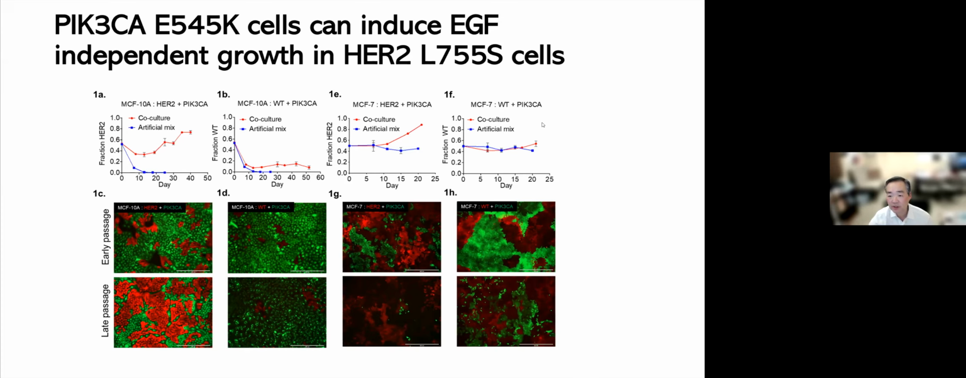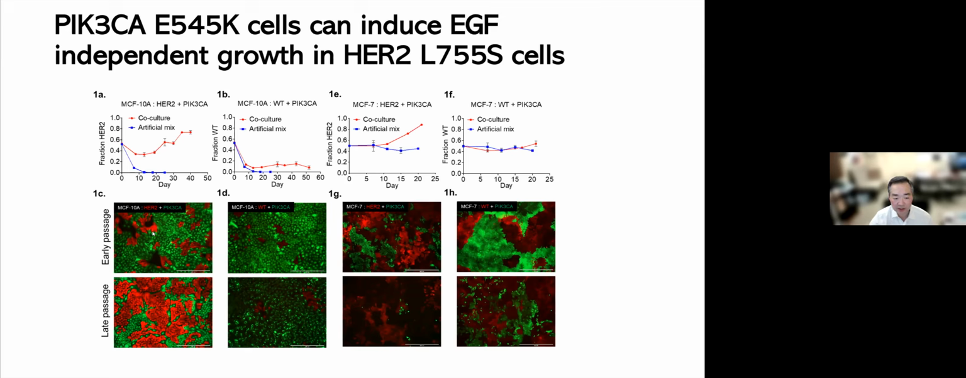And this is also recapitulated in the MCF7. Just want to point out here that, remember, MCF7 as a cancer cell line doesn't require growth factors, but you do see in the system with the co-culture a growth advantage to the HER2 population when you actually do it as a co-culture versus just an artificial mix. And again, if you use wild type HER2 cells, then you don't really see any appreciable difference between co-culture and artificial mix. It's much easier to visualize this down here, and we put early passage and late passage. Early passage is on the top, late passage is on the bottom, and I think you can see a pretty striking difference of what happens when you use HER2 with PIK3CA.